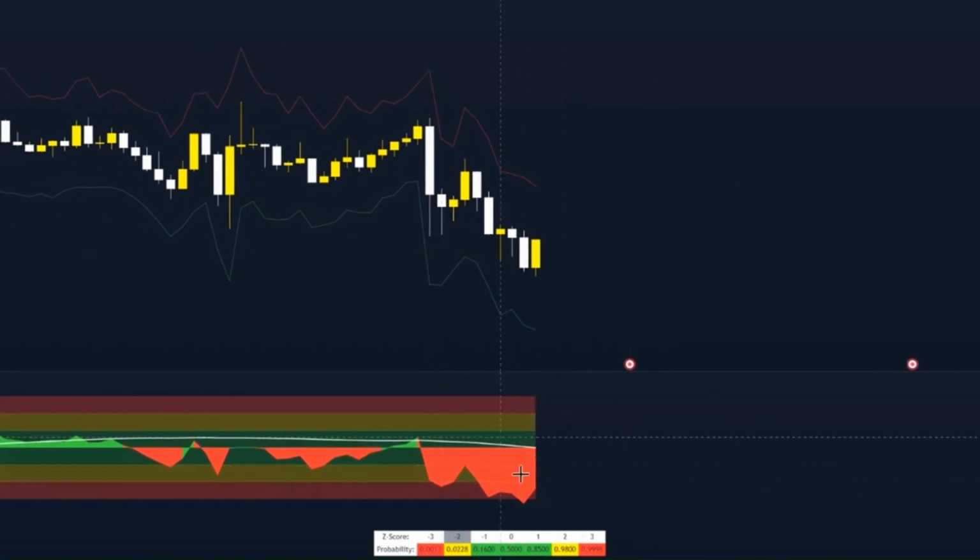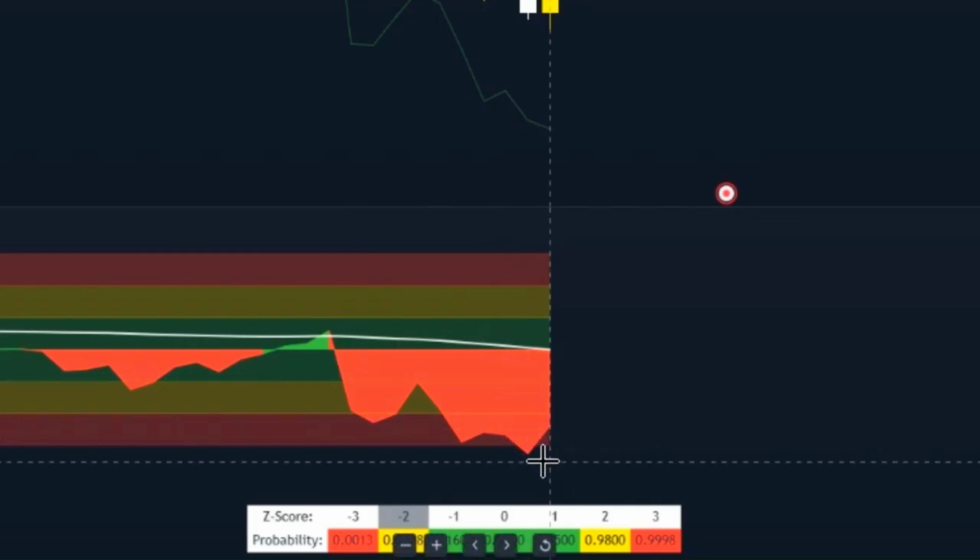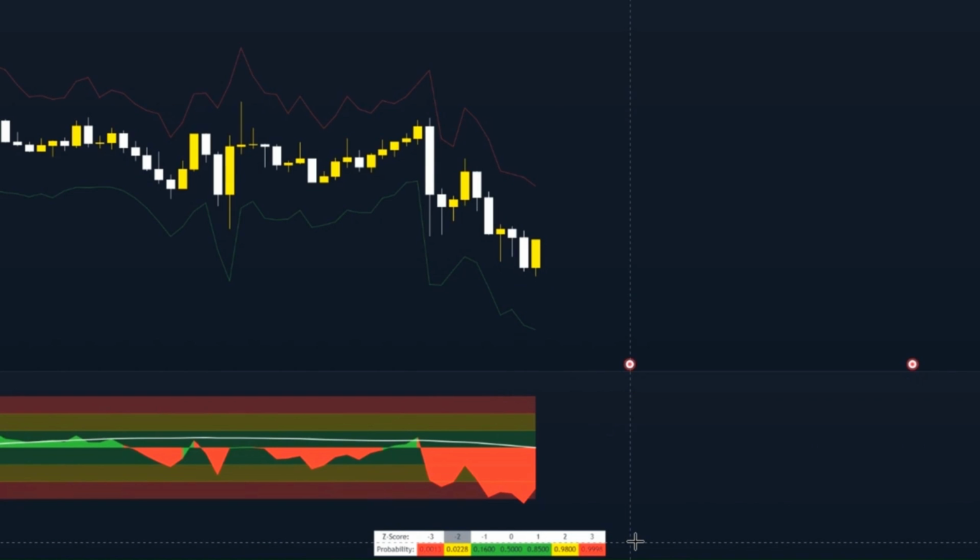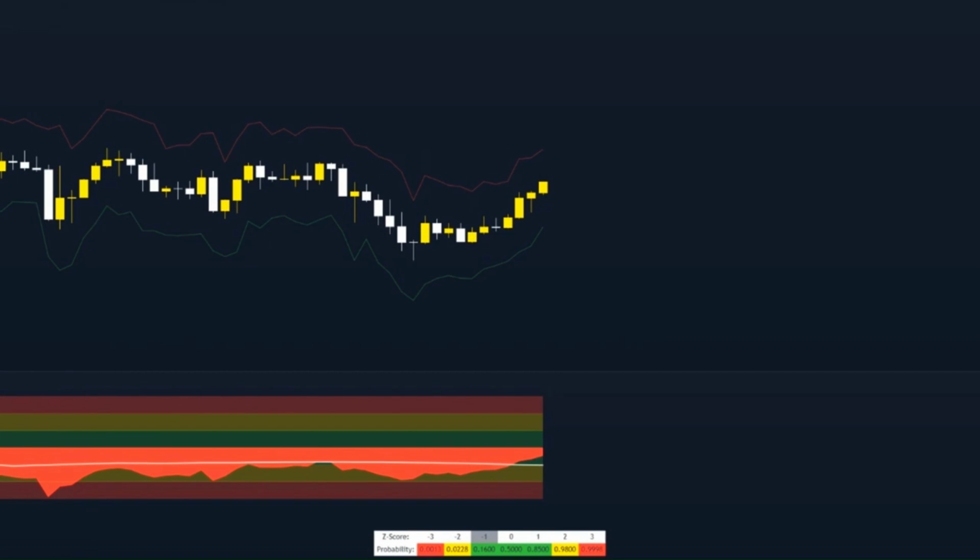And there we go, there is our third entry indication right here. Price has broke outside of the red zone and broke back in for another buy trade. So again, we head back down to the 5-minute chart, enter on candle close and set our stop loss at the ATR line right here.